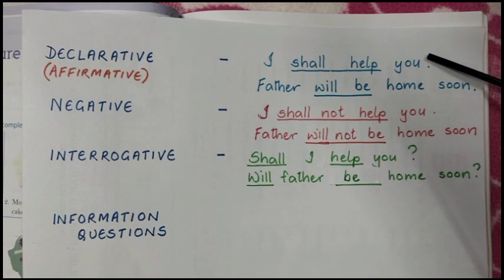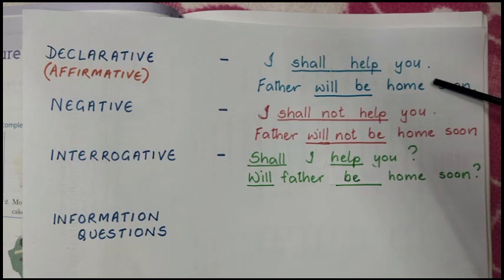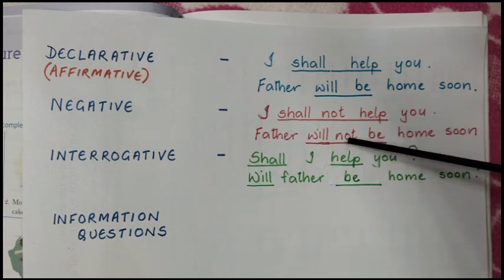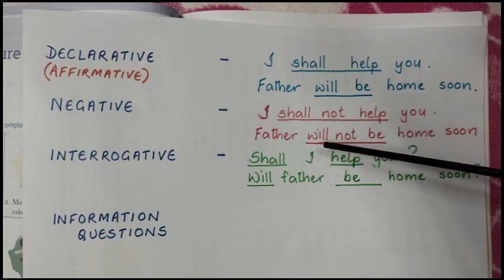Let's look at the first one. Declarative sentences. I shall help you. Father will be home soon. So these two are in the affirmative, in the declarative. Next we have the negative. I shall not help you. Father will not be home soon. To make the negative sentence, all you do is you add not in between the two verbs.